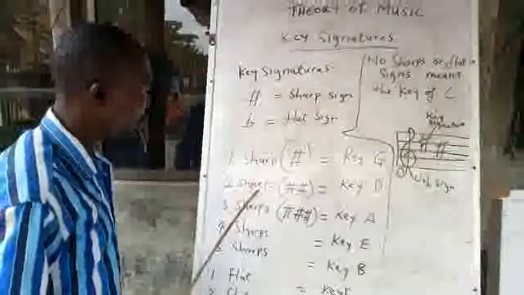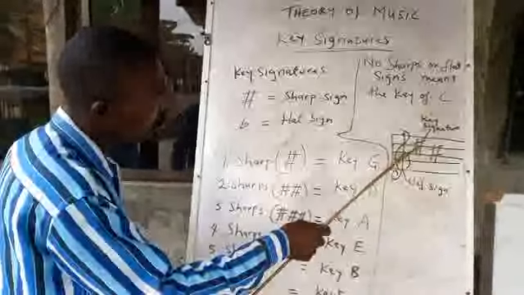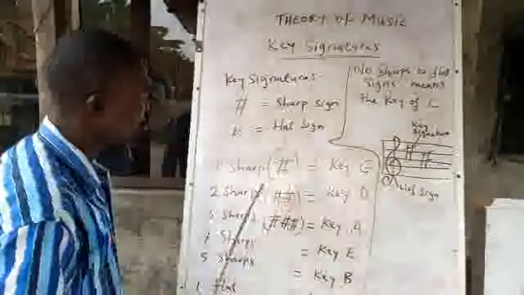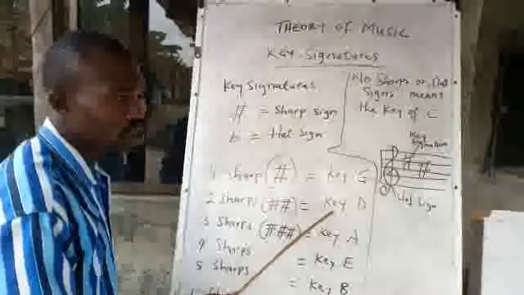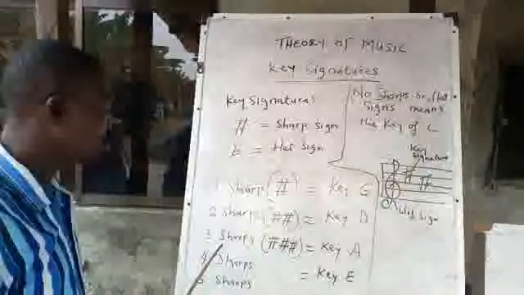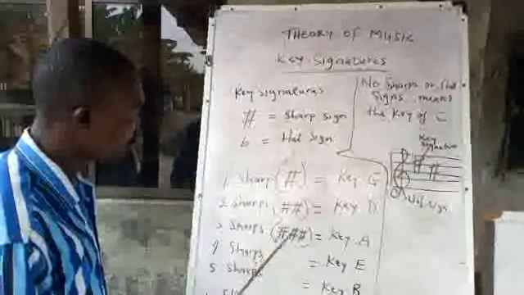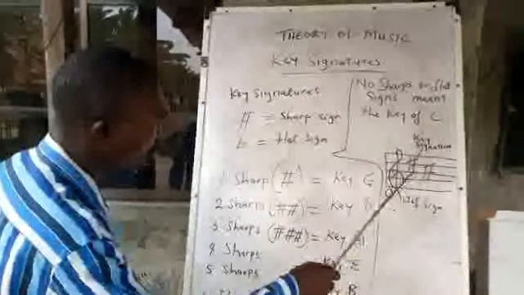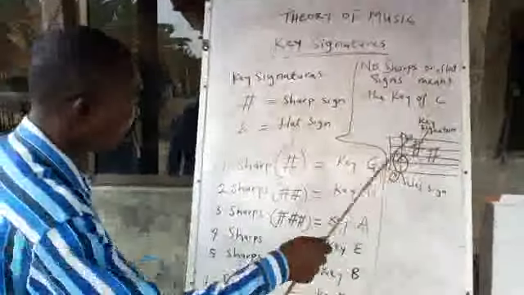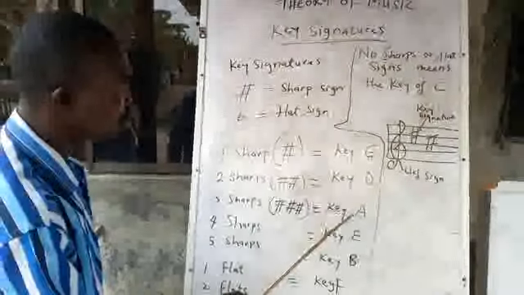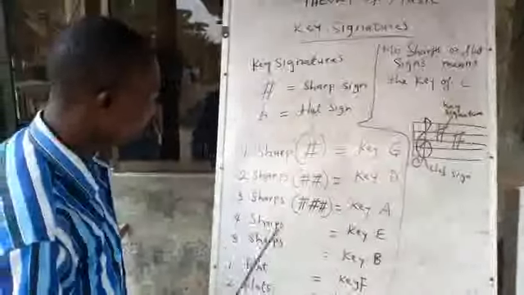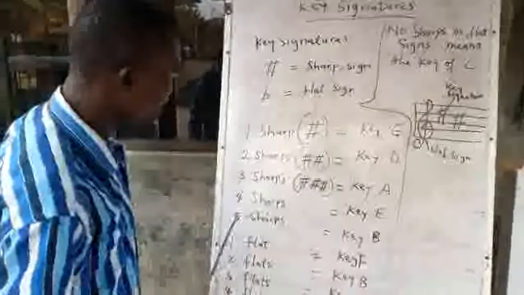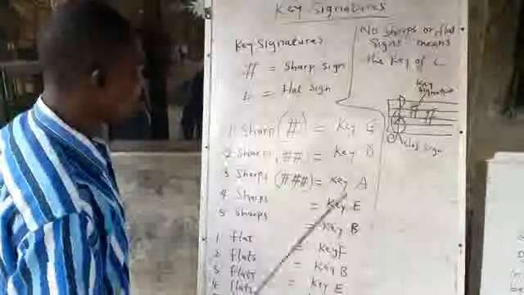Now two sharps. Whenever you have two like this, the way I place it here, you should know that you are working on the key of D. Whenever you have three sharps this way, that is, three on the staff, you are working on key of A. Four sharps, you are working on the key of E. Five sharps, you are working on the key of B.